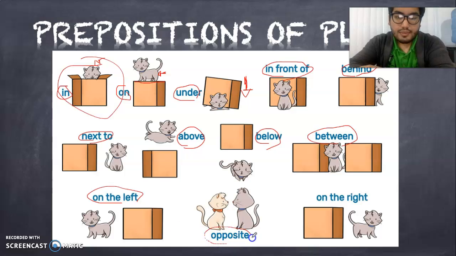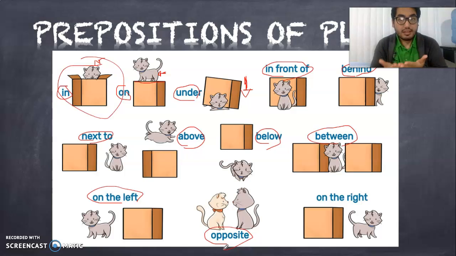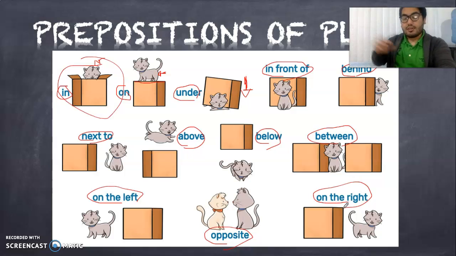Opposite, that we have something here. For example, I'm opposite the computer. I'm right in front of the computer, but opposite. And we have on the right, meaning that the cat is on the right.